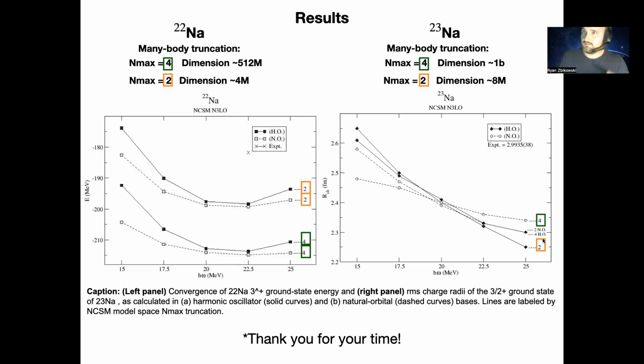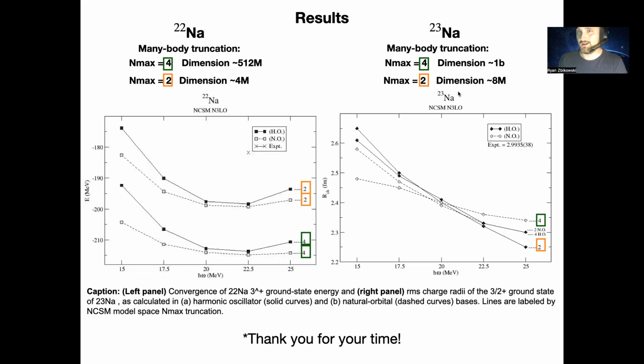The RMS charge radius is more sensitive to long-range asymptotics of the single particle wave functions used to construct the basis. Not only do natural orbitals accelerate the convergence of the observable, but we can also quantify how much our results improve because of the change in single particle basis. More simply put, our Nmax 2 calculations in the natural orbital basis were comparable to our Nmax 4 calculations in the much larger space using harmonic oscillator single particle states.